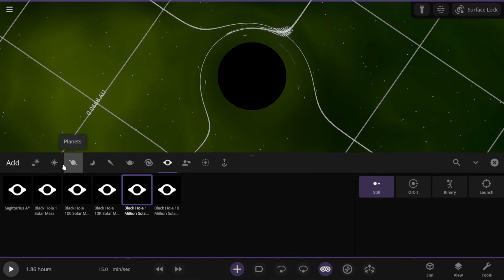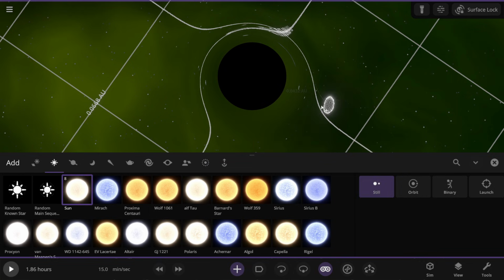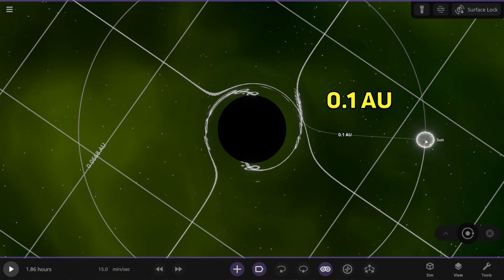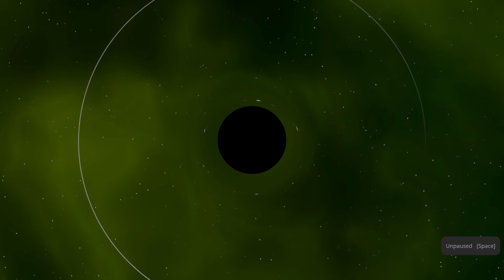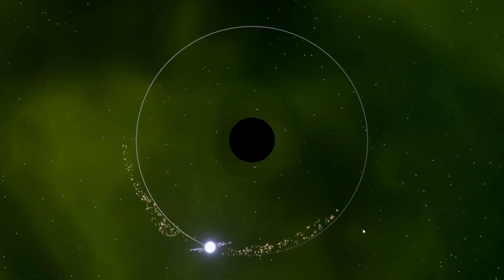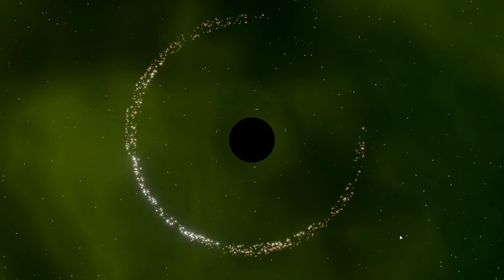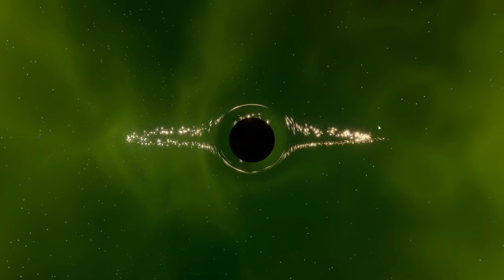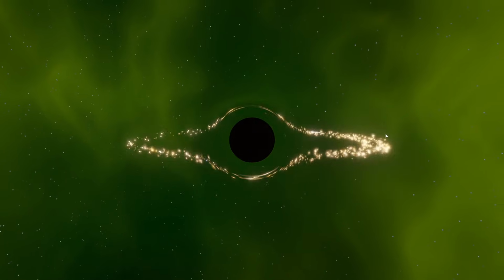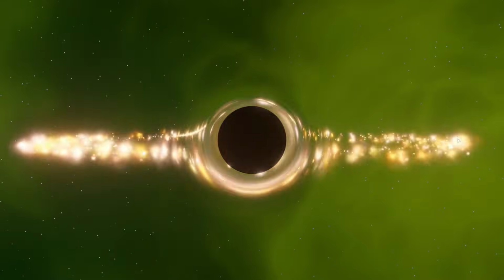Now let's try to put the Sun into a close orbit around the black hole. I'll place the Sun at a distance of about 0.1 astronomical units from the black hole, and I'll start the simulation. The motion has begun and the Sun is starting to be torn apart. Just completely and utterly torn apart. If we look at it like this, we can see the black hole is forming an accretion disk. But you have to agree, this looks much more interesting.